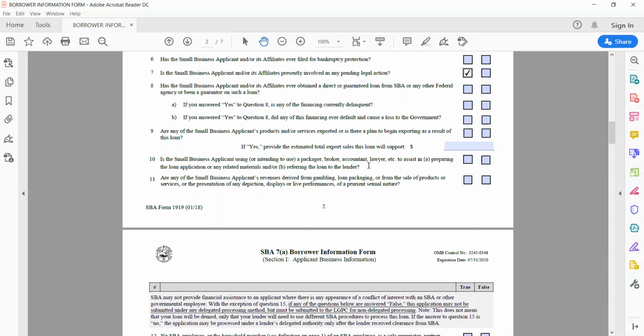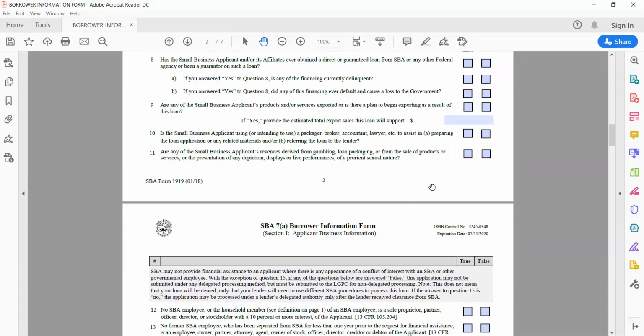If you used a broker or someone helped you fill out this form, you're going to click yes on there, and they have their own form, SBA Form 159, to fill out. And then, are you involved in any of these activities? So if your business falls into these ineligible categories, then you may not be able to obtain SBA financing. If you have any questions here, talk to your SBA loan representative.